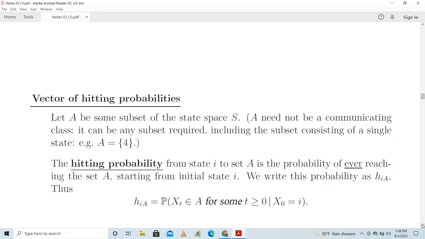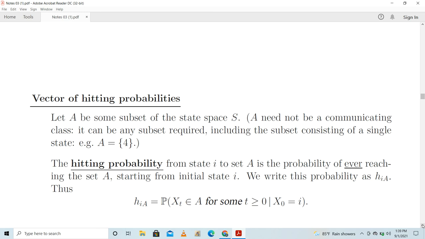When we are talking about the hitting probability, you should have a Markov chain or a transition diagram, and then we need a set of states. This subset of states can be only one state, or two states, and any number of states from your transition diagram.